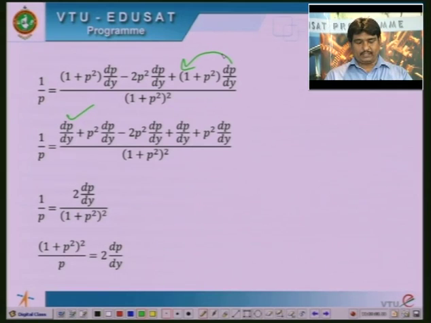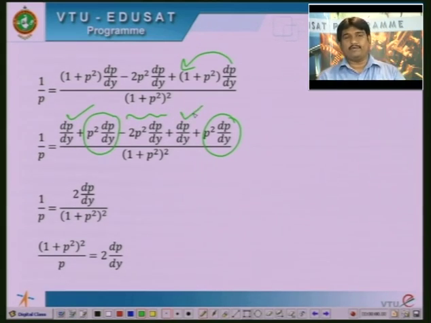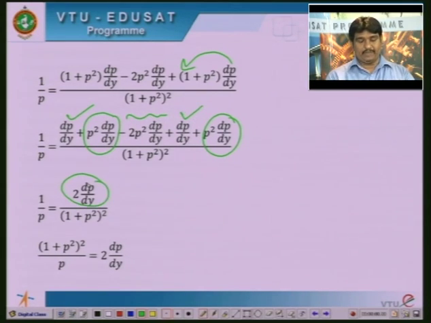Now you simplify this equation. You can see here you have 1 p square dp by dy, another p square dp by dy, which makes it 2p square dp by dy, plus 2p square dp by dy and minus 2p square dp by dy is 0. So you are left with dp by dy and one more dp by dy, so it is 2 dp by dy. 1 by p equals 2 dp by dy divided by 1 plus p square the whole square. You separate it to get 1 plus p square the whole square divided by p equals 2 into dp by dy.